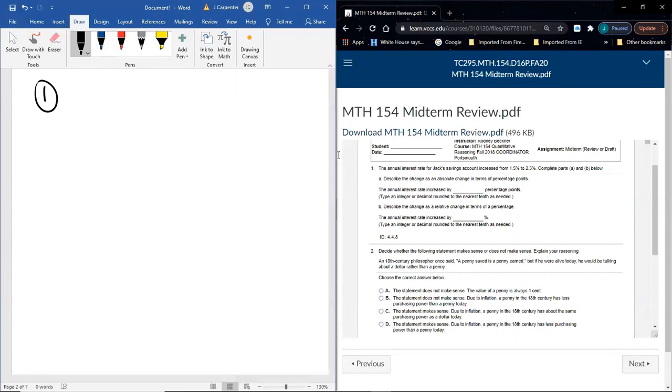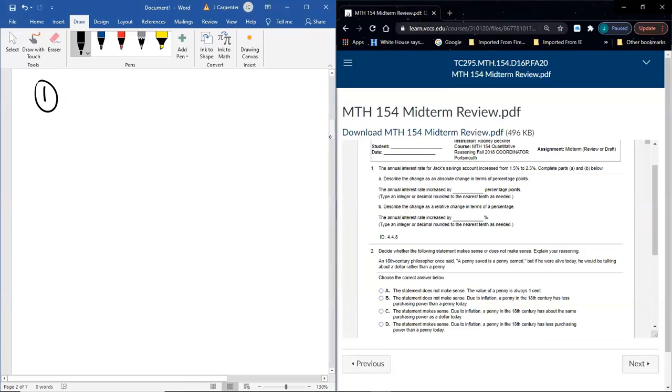So the annual interest rate for Jack's savings account increased from 1.5% to 2.3%. Complete parts A and B, which are to find the absolute change, or total change, in terms of percentage points, which we said we have to phrase with percentage points when talking about change of percents, and then define the relative change, aka the percent change. That would be kept as a percent symbol because percent change is always a percent. We just don't use the percent symbol for a total change because then it could be confusing. That confusion happens when the numbers you're originally given are percents. This doesn't happen a lot, but it certainly does happen.